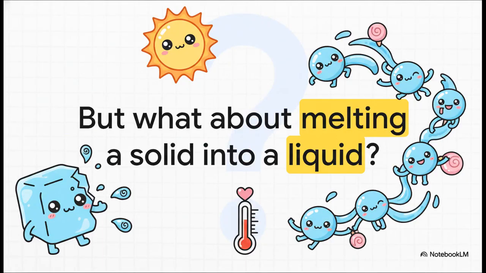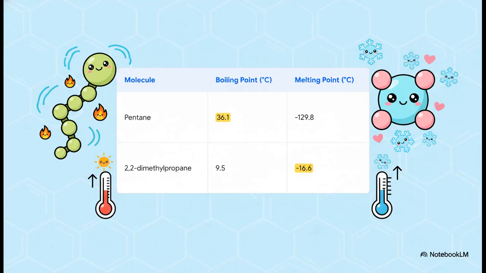See, melting is a totally different game. You aren't trying to completely separate the molecules from each other, you're just trying to break them out of their perfect, rigid crystal formation and let them start sliding past one another. So does our simple stronger equals higher rule still apply here? Let's bring back our old buddies, the pentane isomers. Now remember, the long noodly one had the much higher boiling point because of all its surface area. But look at this. For melting, the trend completely flips on its head. The compact ball-shaped molecule has a ridiculously higher melting point, over 100 degrees higher.